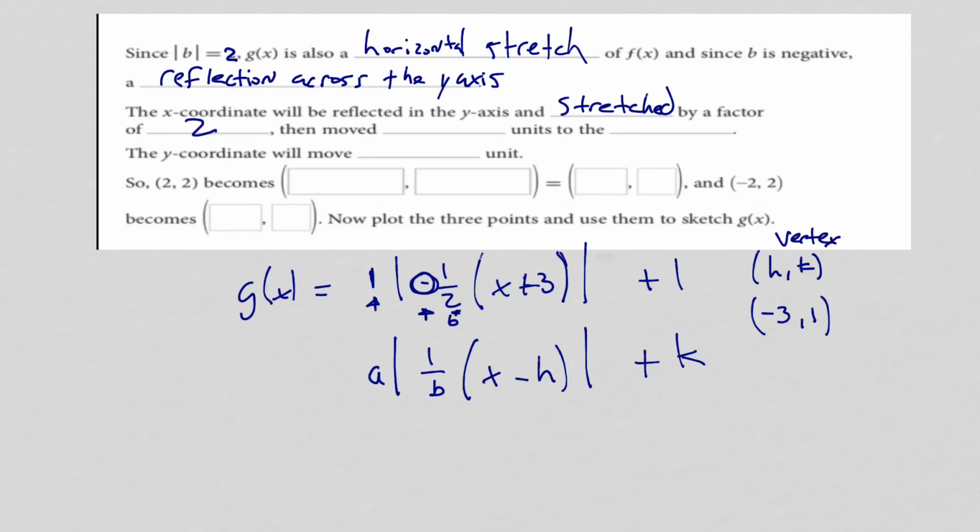And then it was moved 3 units to the left. In our previous example, we went to the right, but that had a minus in it. This example has a plus in it, so we're moving to the left. The y-coordinate also will move up 1. And how did I know? Depending on what h and k are, k is the up and down, and h is the side to side. So in our case, we have a plus 1, so we're going to move up 1 unit.